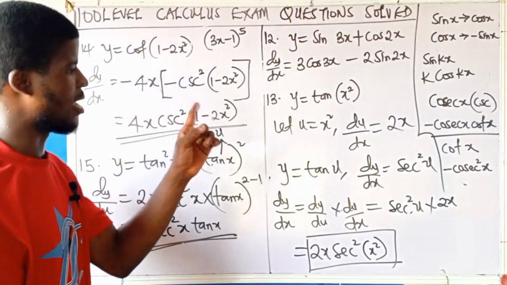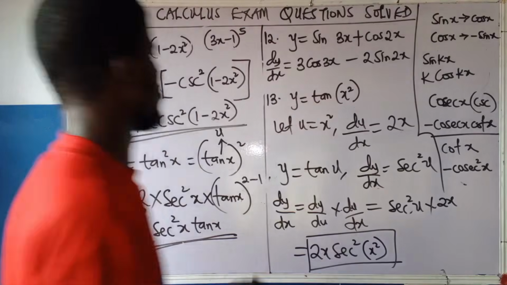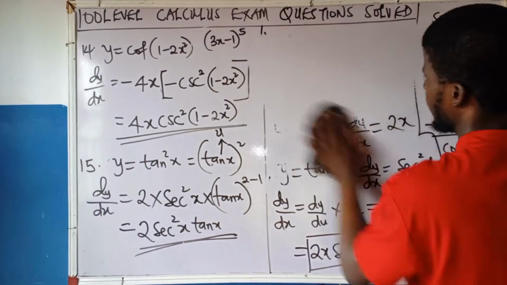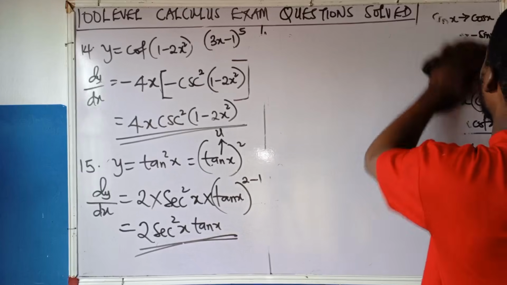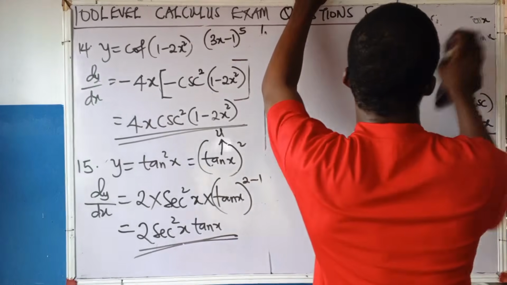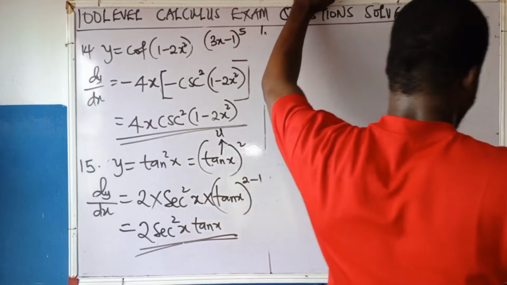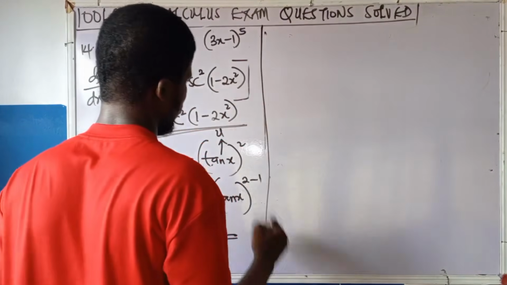What if we had something like this? Okay, let me show you something. What if the question was like this? I want to use this particular question to show you how the manipulation will look using the chain rule. Yeah, it's very interesting working with the chain rule, but look at this.